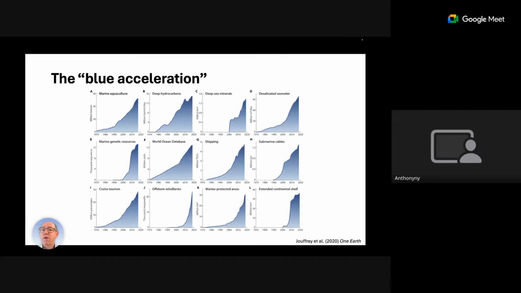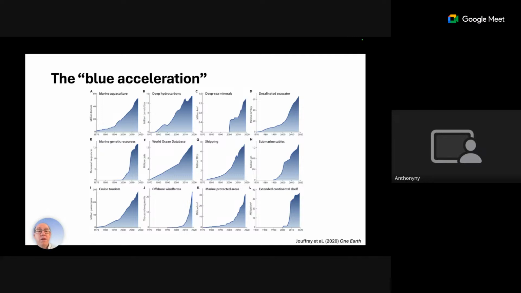So in terms of threats in the marine system, they're increasing, and there are a number of different things happening in the ocean. The first one there is marine aquaculture. You can see that it's accelerated. The extraction of hydrocarbons in the ocean, the exploration of deep sea minerals. We use the ocean for desalination, finding more genetic resources, more and more shipping. So there are more and more threats and impacts on the ocean because of these human uses.